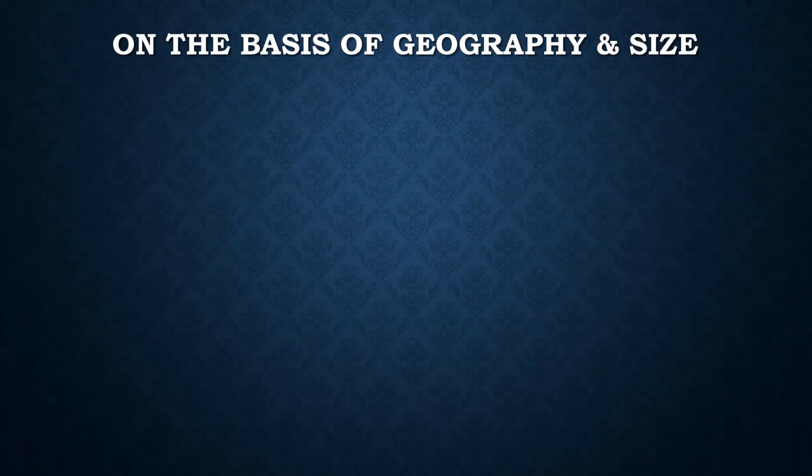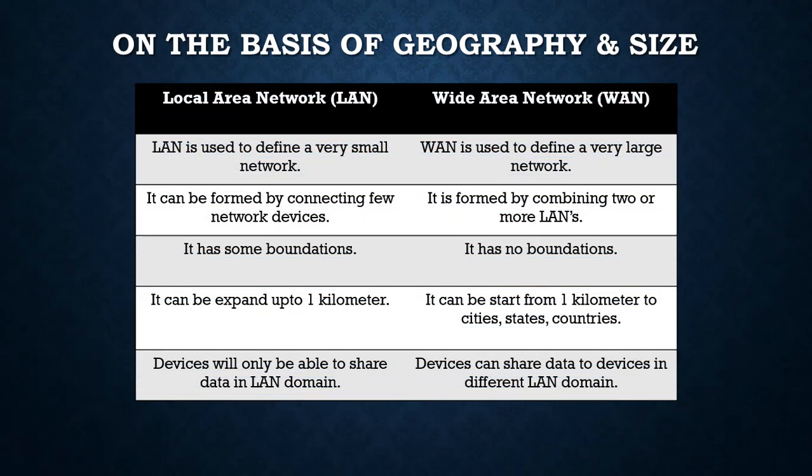Now, on the basis of geography and size, first of all, let's see what the types are: local area network, LAN, and wide area network, WAN. I think you have heard a lot of other varieties of area networks, right? Like PAN, personal area network, MAN, metropolitan area network, CAN, campus area network. There are a bunch of them, right? But I want to make it clear that in networking there are only two kinds of area networks, that is local area network and wide area network. All others are for our easy understanding, and everything in networking is based on LAN and WAN only, right?